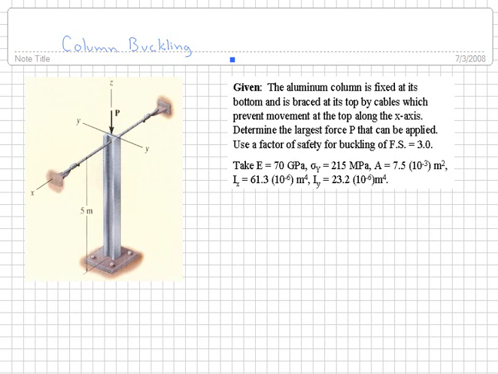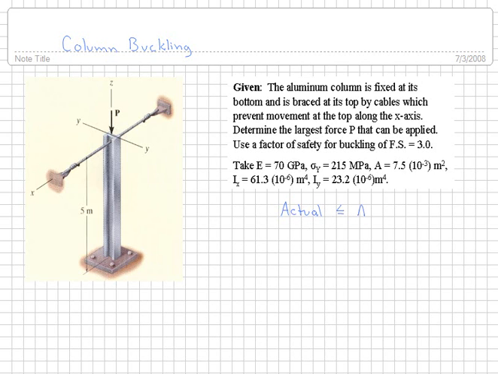We have an aluminum column which is fixed at its base and braced at the top by two cables. These cables prevent movement at the top of the column along the x-axis. The problem asks us to determine the largest force P that can be applied using a factor of safety for buckling of 3. Material properties are also given. We have the modulus of elasticity, the yield stress, the area, and the moment of inertia.